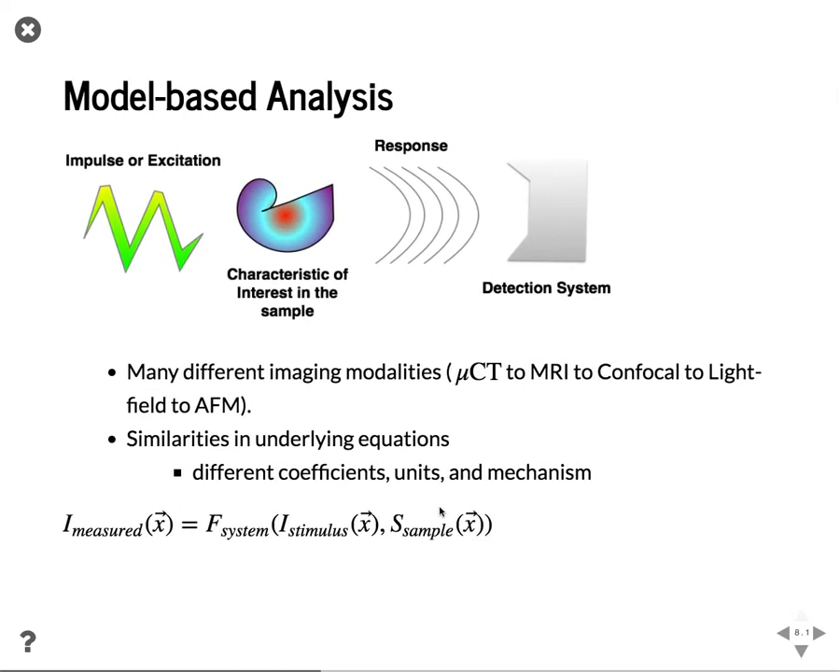So if we take the model-based analysis, we have this slide again from the beginning. There's some kind of impulse. You're looking at a characteristic inside your sample. You want to get a response out, and you're detecting this in some way. There are lots of different modalities which use fundamentally this principle. There are a lot of similarities in the underlying equations, and basically you end up with your measured signal being some function of your stimulus and your sample. Whatever you're looking at might have different functions for that, but that's the basis.